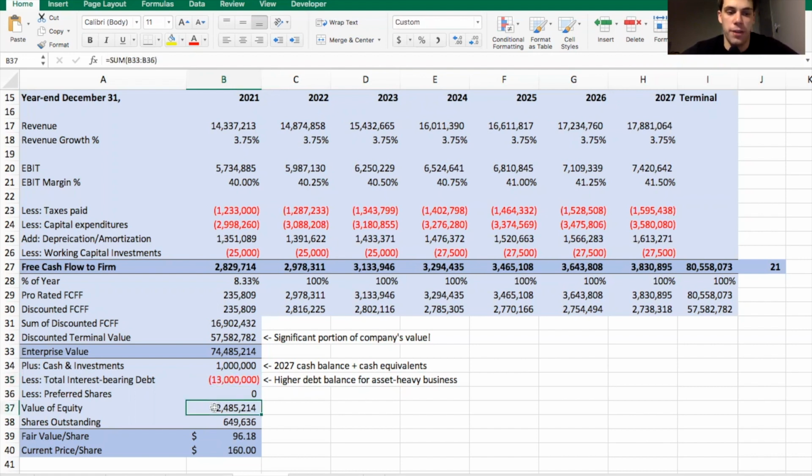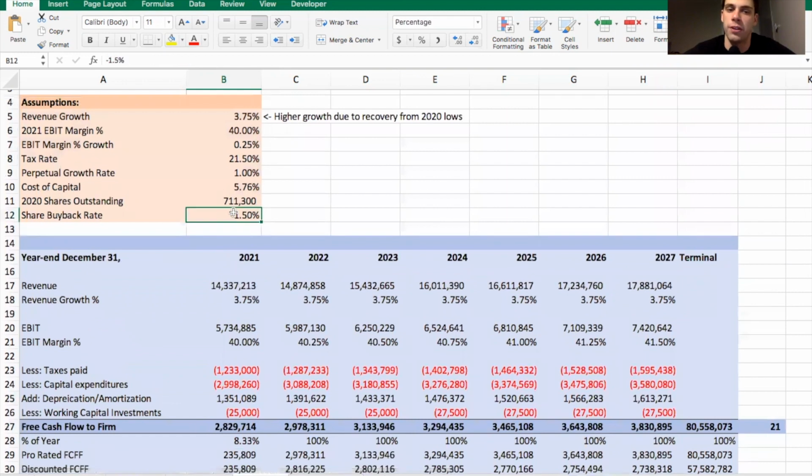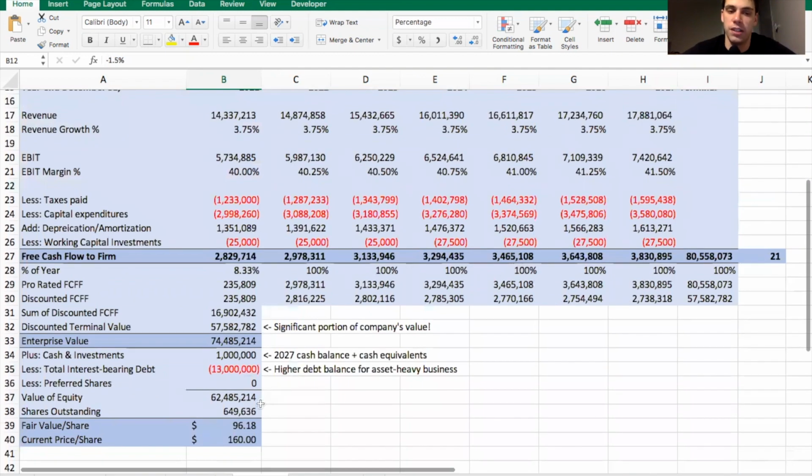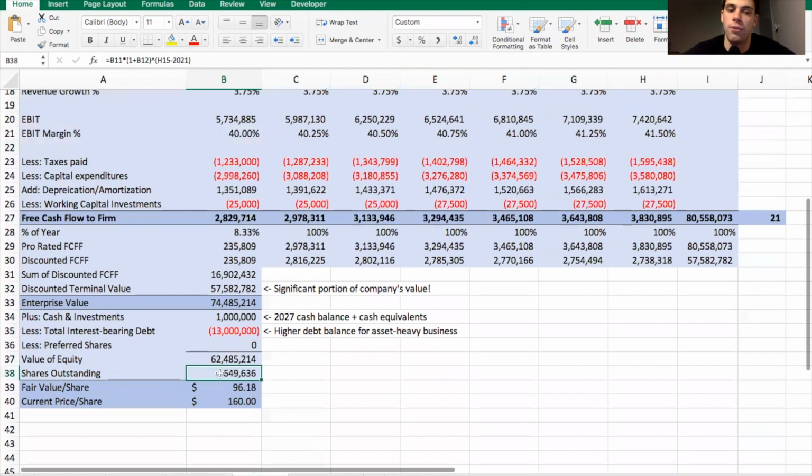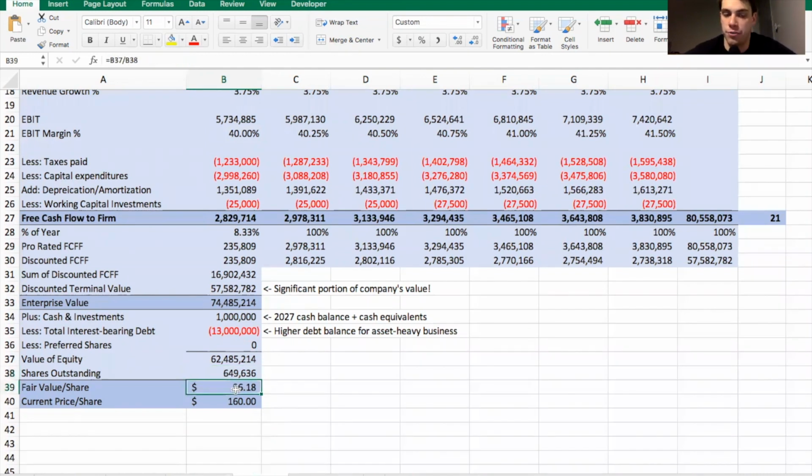So that gives us the value of the equity. We then divide that by shares outstanding, and our last assumption here is that they're going to buy back about 1.5% of their shares outstanding every year until 2027, which gives them just under 650 million shares outstanding. All these numbers are in thousands, so this is 650 million shares, which, if you look at historically what types of buybacks they've been doing, is reasonable. So our fair value per share under these projections is only $96, and their current price per share is 160.